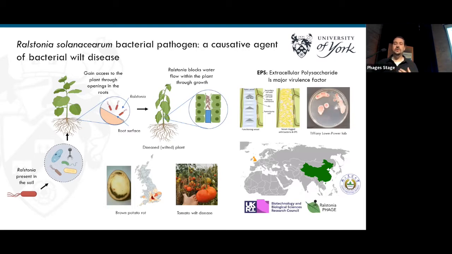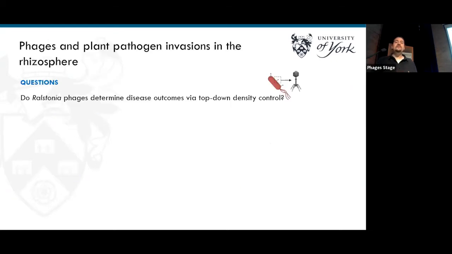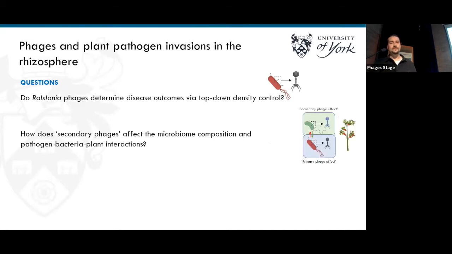With this talk, I'm going to focus on the China part, where we've been working recently. And I have three general questions. I'm interested in the ecological dynamics between my pathogenic bacteria Ralstonia and phages, and specifically whether the phages could be controlling the pathogen naturally by infecting it and controlling the population densities.